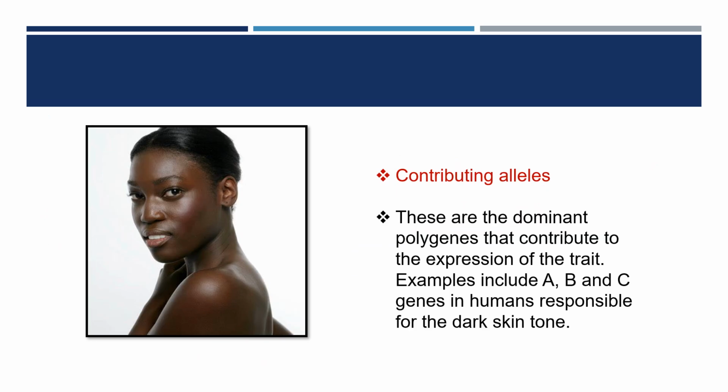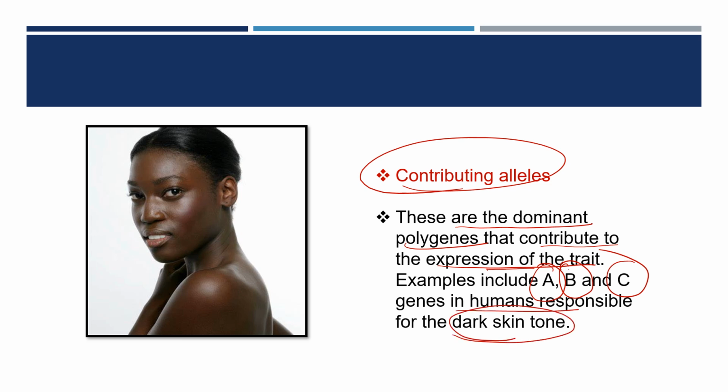In the first type of polygene, we have the contributing alleles. These are the dominant polygenes that contribute to the expression of the trait. Suppose capital A, capital B and capital C are the dominant polygenes. They contribute to the expression of the trait, like being responsible for the dark skin tone. You can see here the skin tone is dark, so they are responsible for the dark skin tone, right? Like that, the non-contributing alleles are also there. Let us see what they are doing.